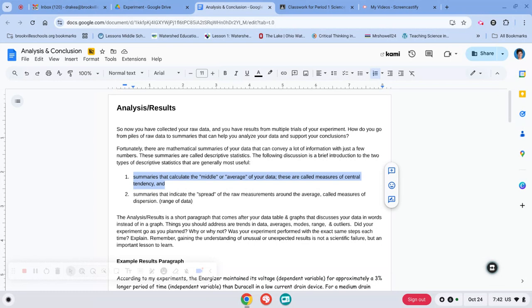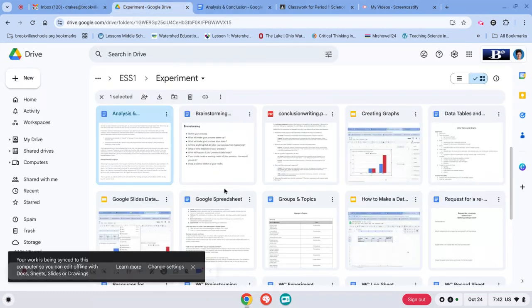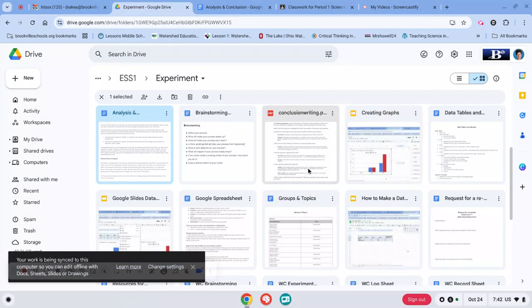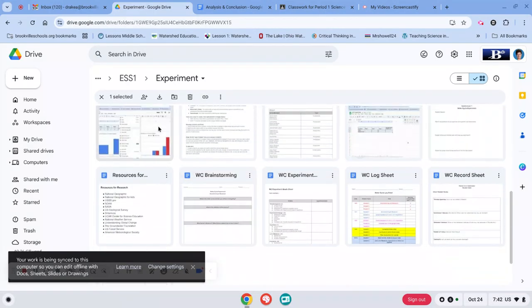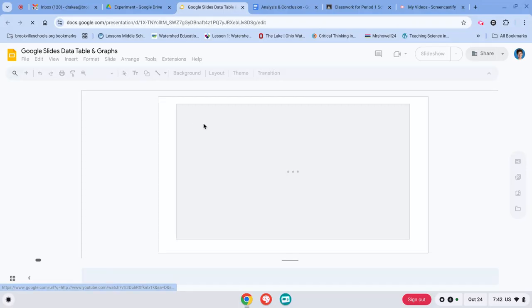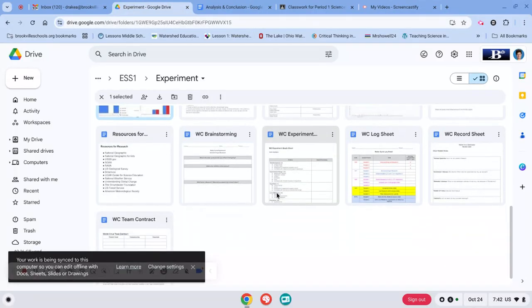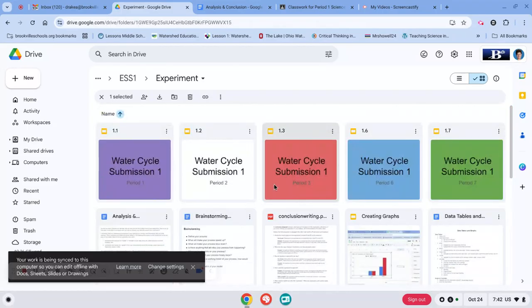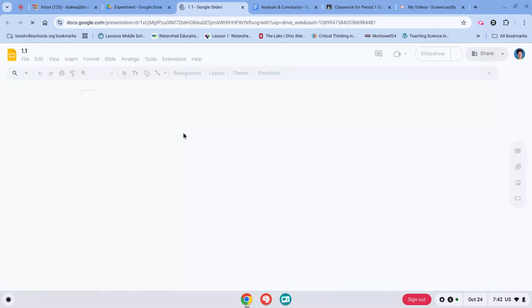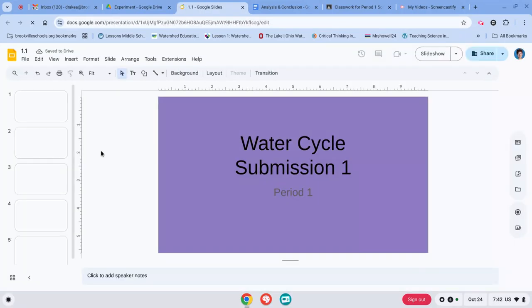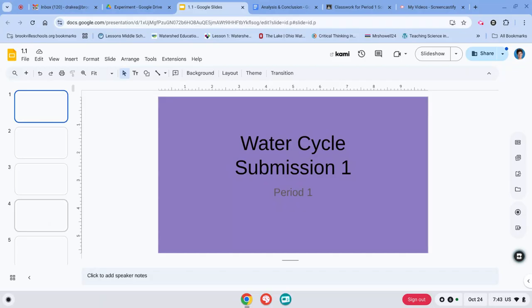So when you go to your data table, you can talk about, you can tell me, oops, sorry, that's the video. I'm going to go to Google Sheets. Hold on for a minute. My computer is slow, really slow.